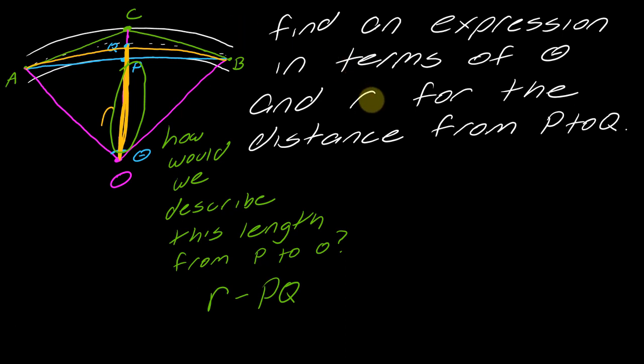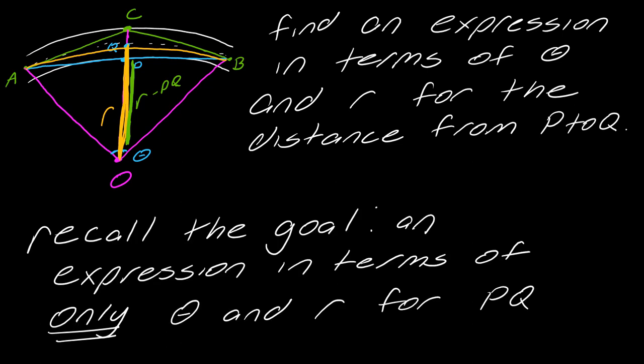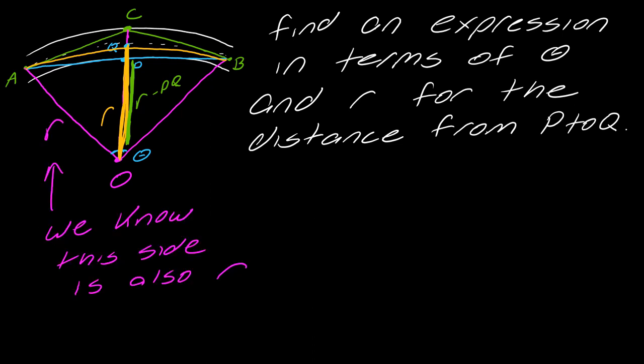So remember the goal of this problem? We're trying to figure out an expression for PQ, and we want to only use R and theta. So I really want to stick to either using the PQ line segment or R or theta for anything that I describe this problem with. Okay, so this length here is R minus PQ, and so I'll label that as you see. And the goal is to write an expression only in terms of theta and R for PQ.